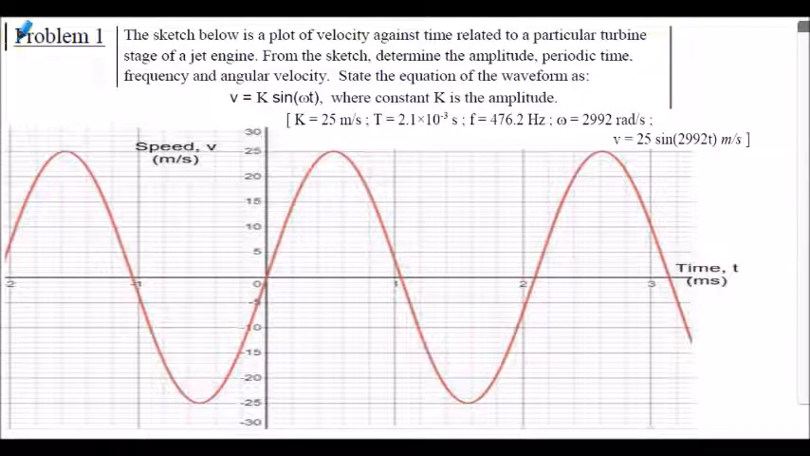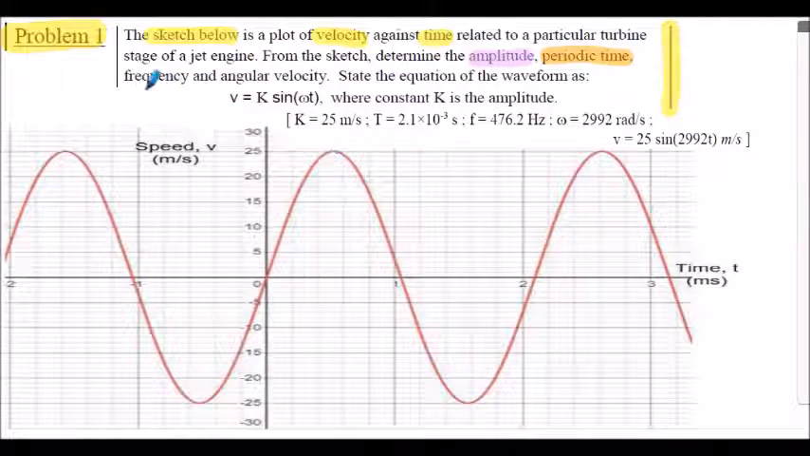I will leave you with one problem to undertake. We're given a sketch below as a plot of velocity or speed against time. This is a contextualized problem, so I'll let you read it at your own pace and extract the information appropriately. Again, we have to determine the amplitude, the periodic time, in this problem also the frequency and the angular velocity, omega. Finally, we have to write the equation in the form V is equal to K multiplied by the sine of omega t, where in this case the K is the amplitude.